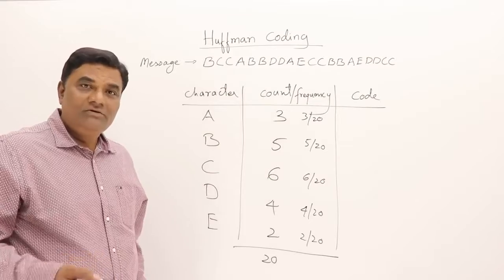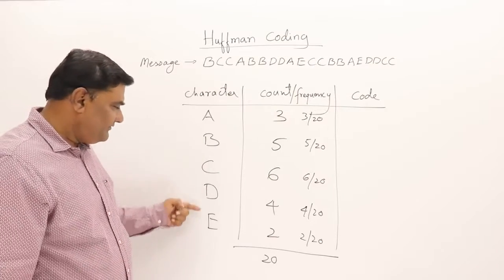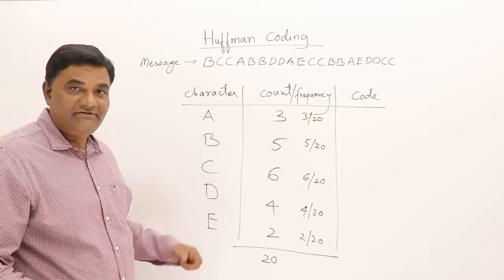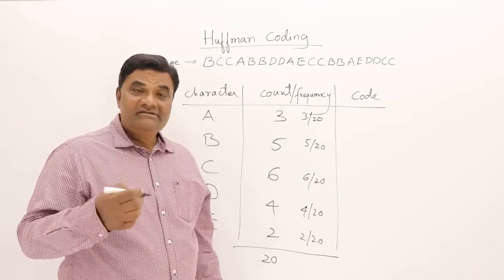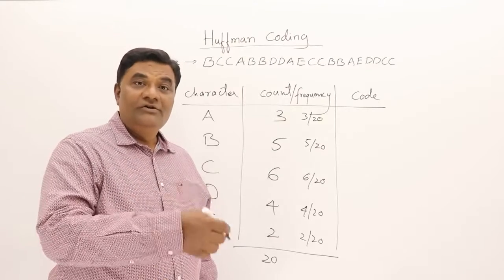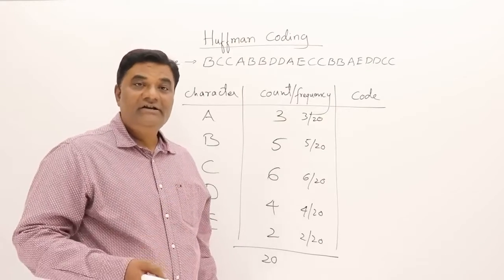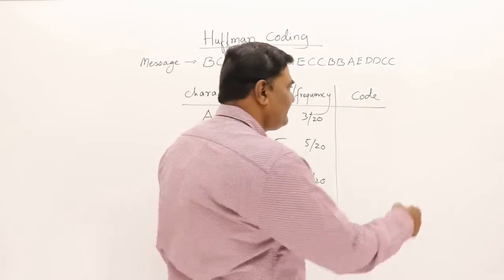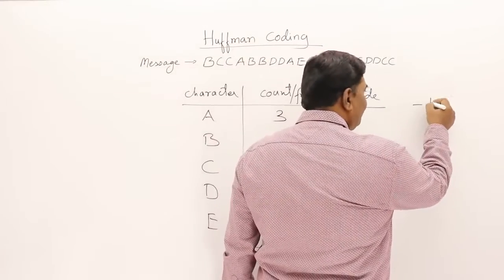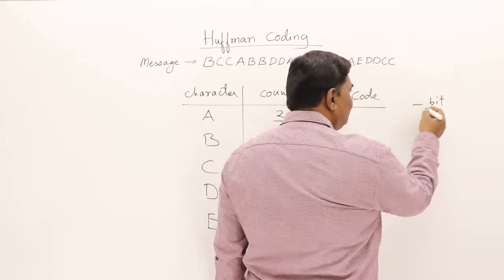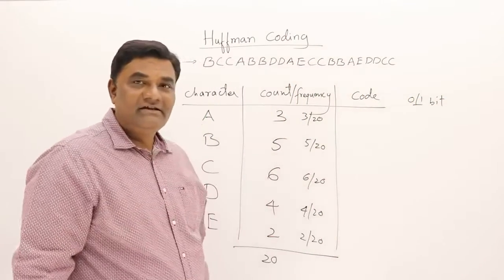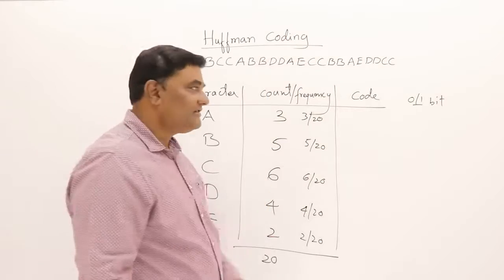Now what should be the code? See, I have 5 characters. I don't need 8 bits for just 5 characters. 8-bit ASCII codes are for 128 characters or 128 symbols. But for only 5, let us see. If I have just one bit, then either I can write 0 or 1. So how many symbols can I represent? How many characters? Only 2 characters.